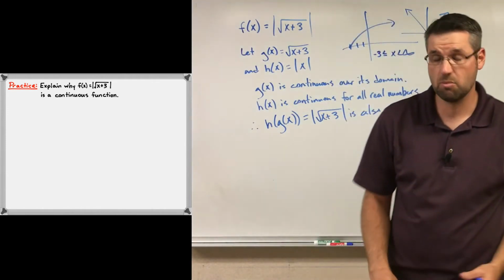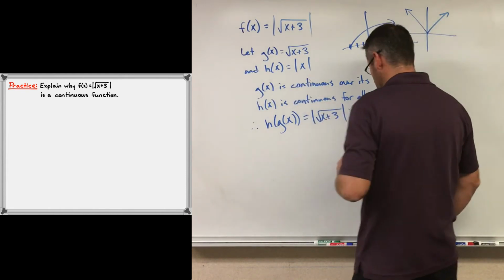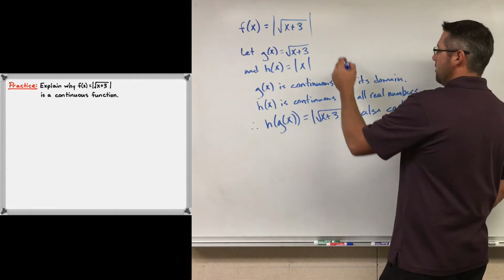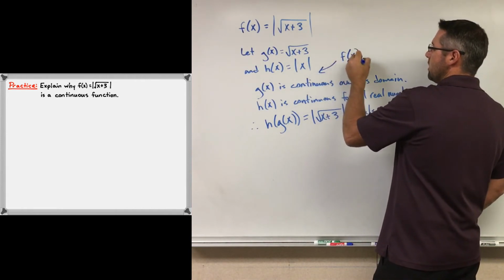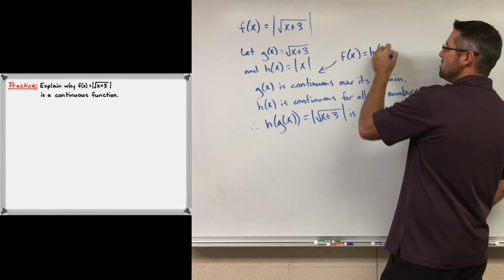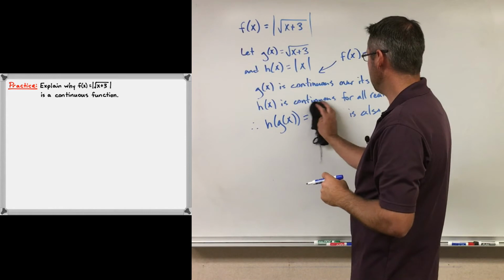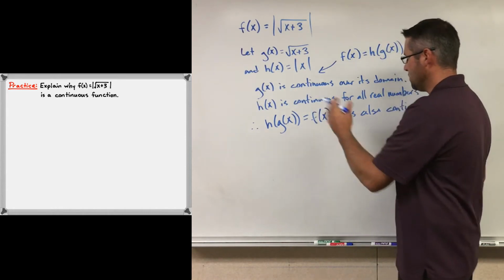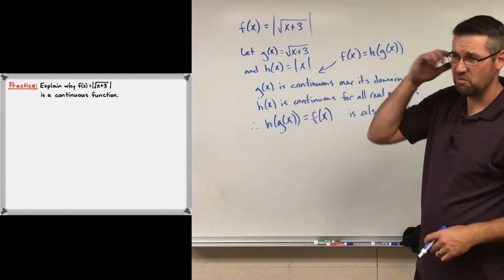Okay, again, the verbiage is important. Writing things out, we would say something along this line. It might be a good idea to insert this statement somewhere in here. We would say f of x is equal to h of g of x. And then we could even say this, therefore h of g of x, which equals f of x, is also continuous.